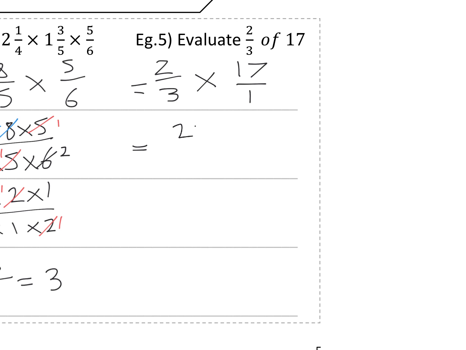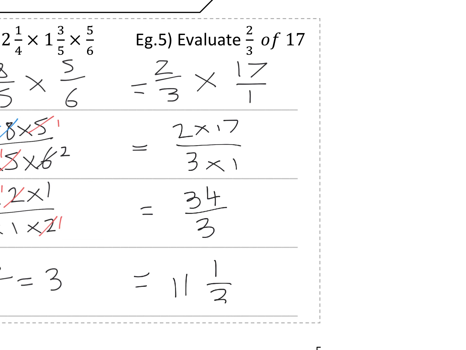Then we can multiply the numerators, multiply the denominators. Unfortunately, nothing cancels out, so you just have to do the calculation. 2 times 17 is 34, and 3 times 1 is 3. That is improper, so change it back to a mixed number. 34 divided by 3 is 11, because 3 times 11 is 33, and that leaves 1 left over, 1/3.